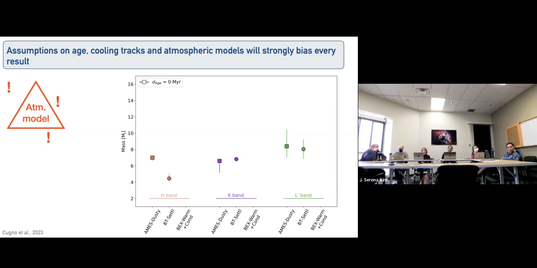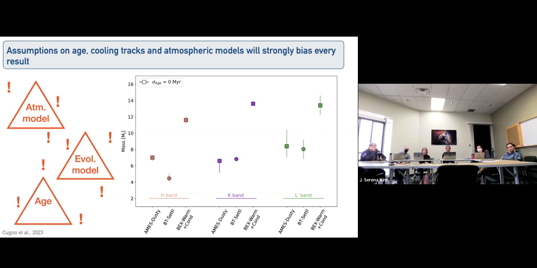Now, if we assume two hot star models like AMES-Dusty and BT-Settl, we see that for the K band and the L prime band, the estimates of the mass agree with each other. But already in the H band, just assuming two different atmospheric models, assuming the same evolutionary model, creates this discrepancy. And we already have a mass discrepancy of a factor of almost 2. We can have a look at what a different evolutionary model would cause to our mass estimate. And if we assume a colder model like Baraffe's, we see that all of a sudden we have much larger masses for PDS 70b.